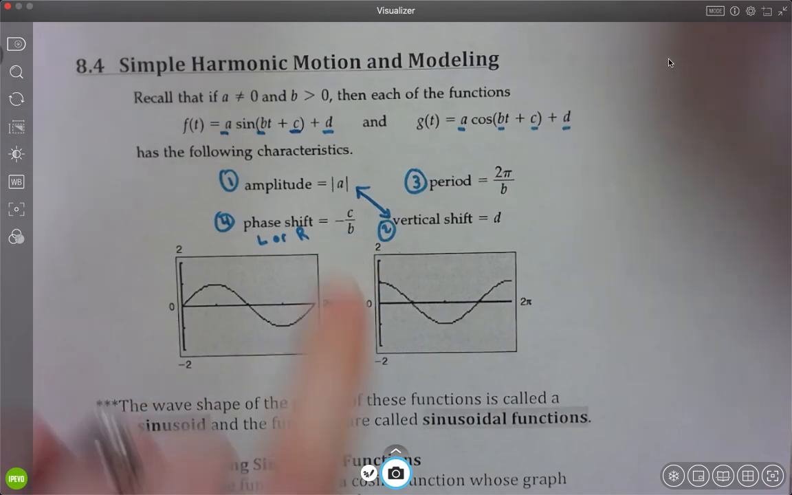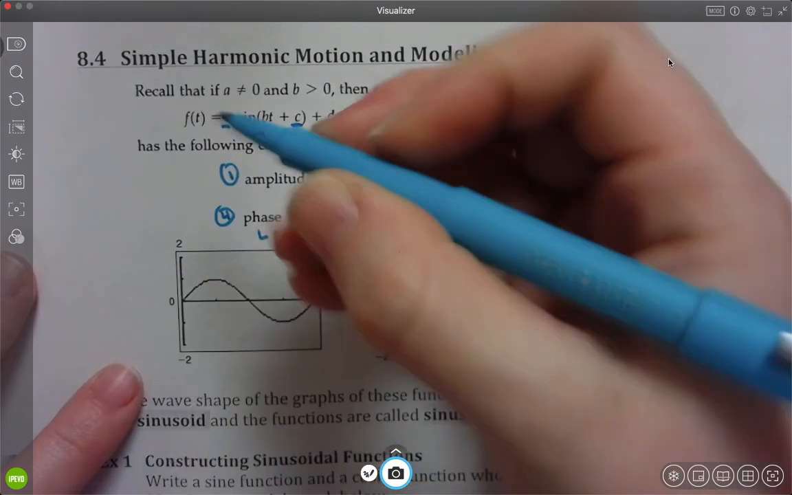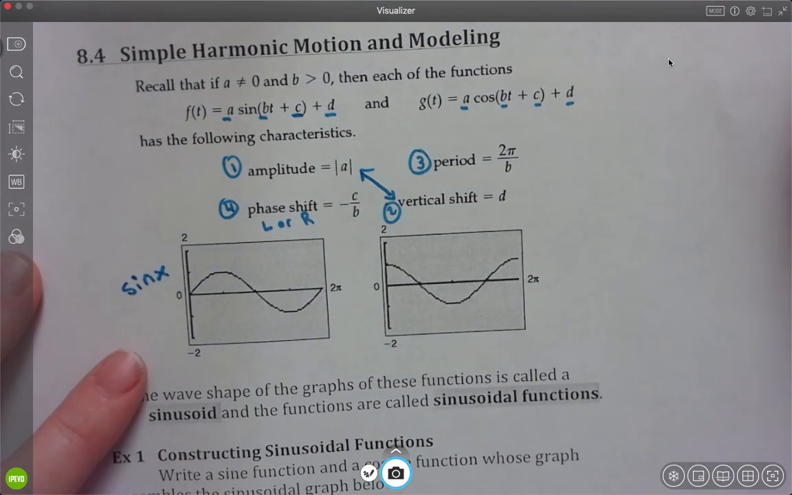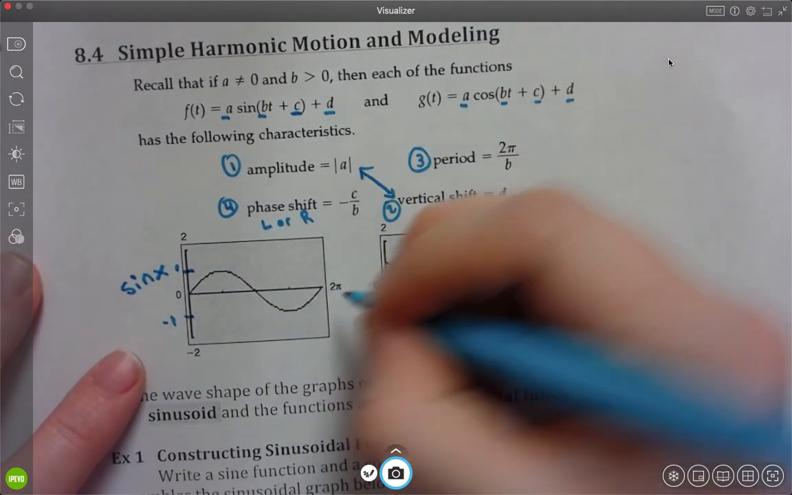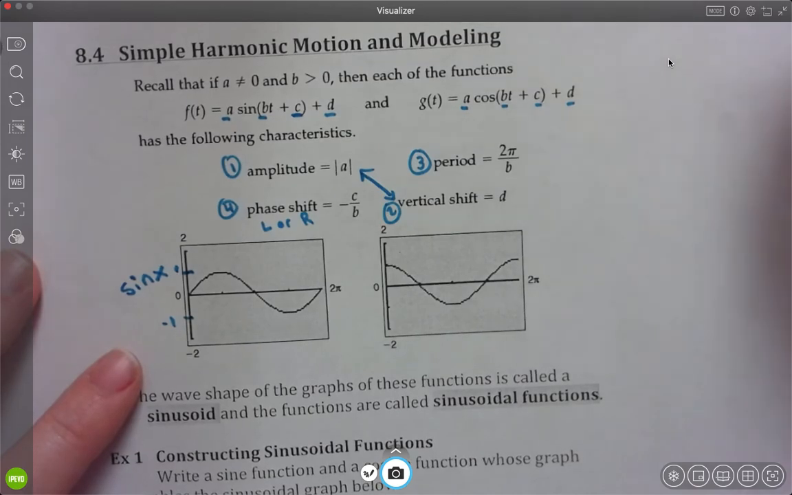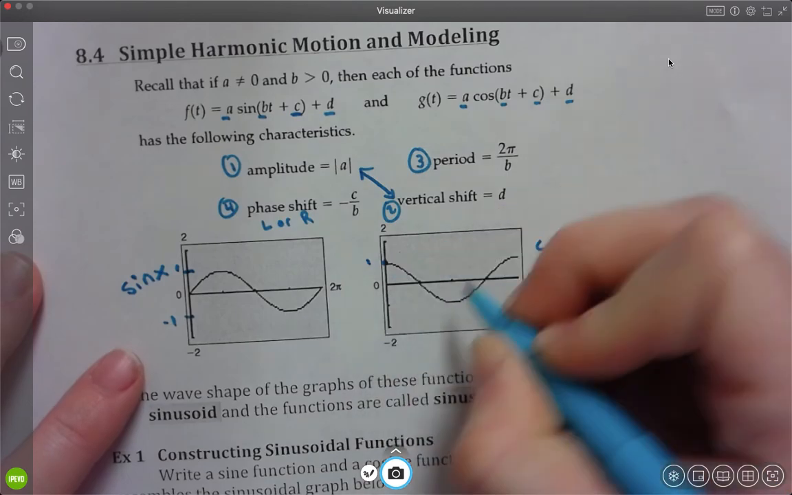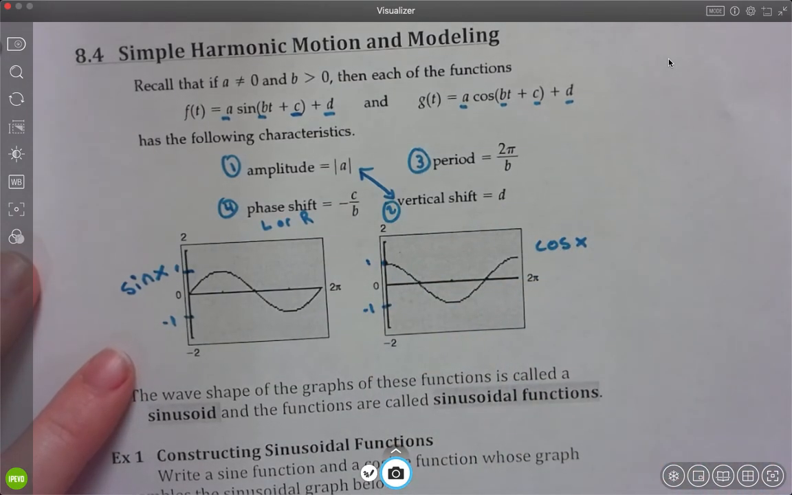Just remember from what we were doing in chapter 7, this is the graph of sine of x. It goes up to 1, down to negative 1, and its period is 2 pi, and it cycles that way. This is what cosine of x is going to look like. It starts at 1, goes down to negative 1, and comes back up to 1. So it's kind of like a different section of what sine is.